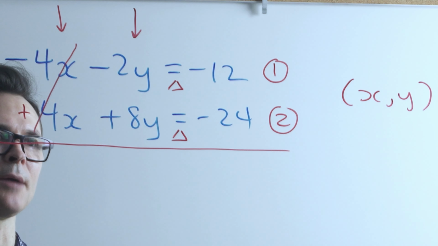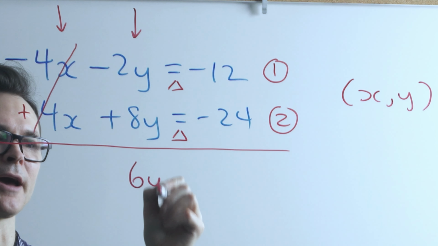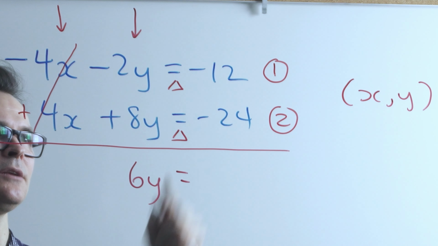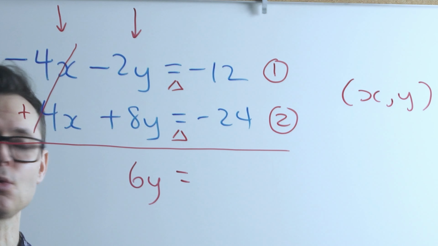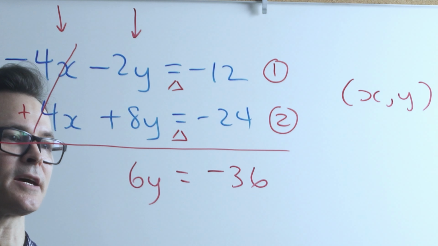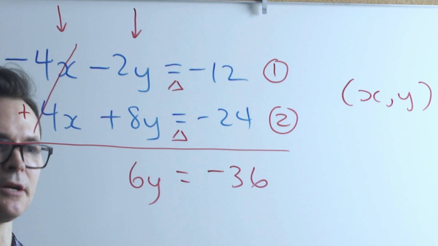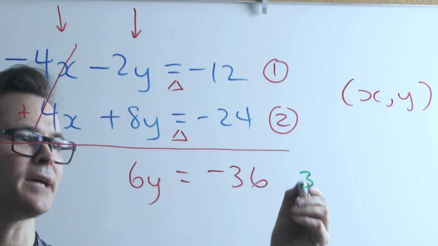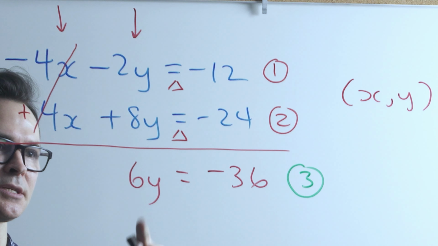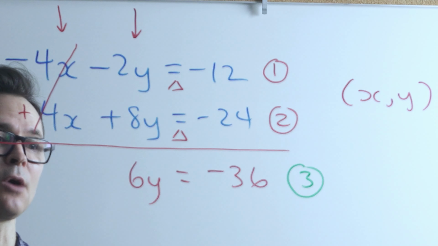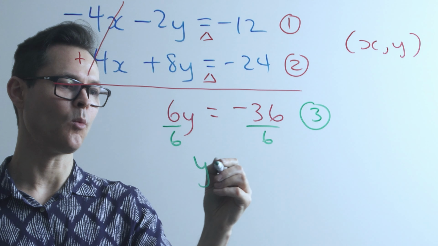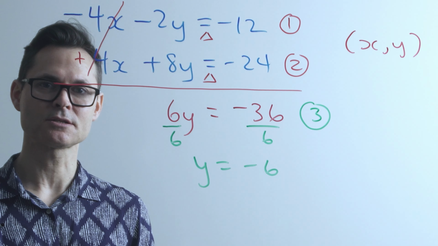Then I'm going to add vertically the y's. So -2y plus 8y is 6y. Line up your equals, keep your equals in line, and then -12 plus -24 is -36. And you can see what's happened here. The original two equation system has basically boiled down to a single equation with one unknown. And we can solve for y here by simply dividing by 6. So this tells us that y is equal to -6.